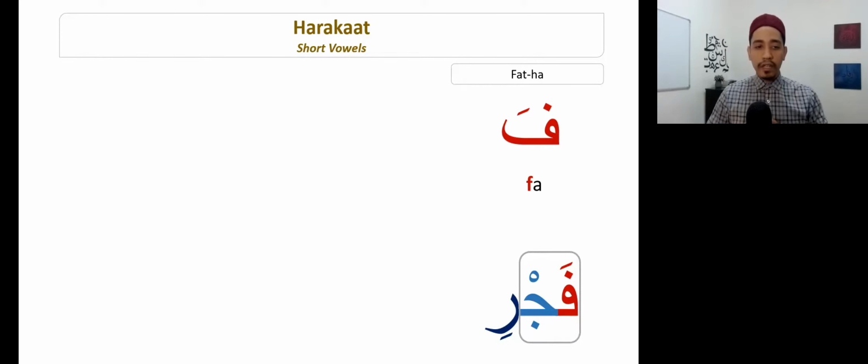So the sukun will be read with the letter before it as one unit. And another interesting thing about this letter with the sukun over here is that, as you can see, it's highlighted in light blue. It has a jerk sound, right? So that's going to be j plus the fa, j, like jam, j, fajr.